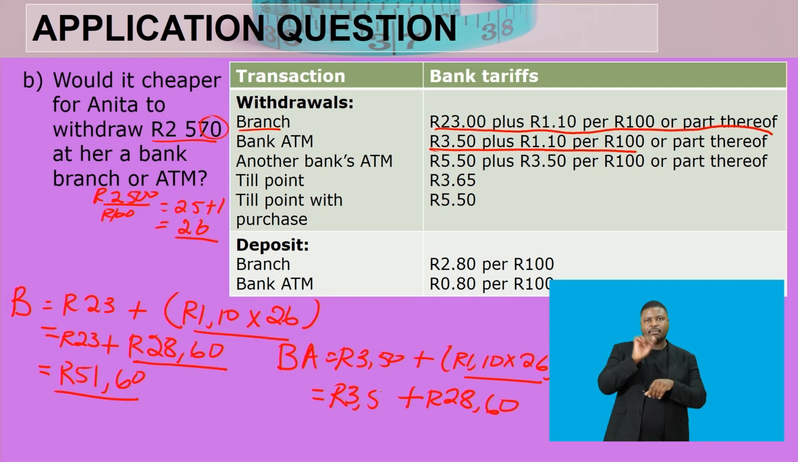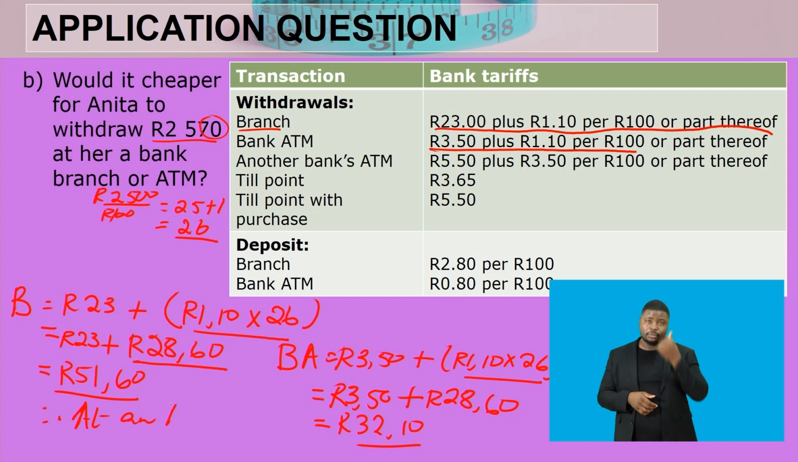So we add this 3 rand 50. What is 28 rand 60 cent plus 3 rand 50? It gives us 32 rand 10 cents. What was the question saying? Which would be cheaper, to withdraw at an ATM or at a branch? So it is cheaper to withdraw at a bank ATM. Now we've answered our question.